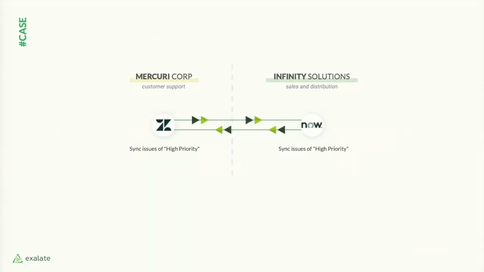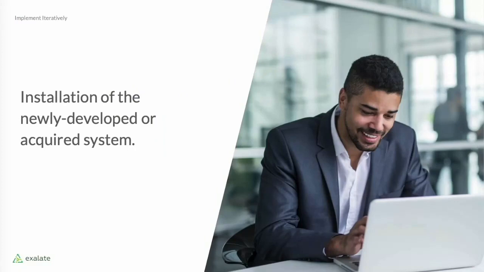Back to the case. For Infinity, it can be to help them synchronize bi-directionally between ServiceNow and Zendesk for issues of high priority. Now, this step can significantly reduce the risk associated with the Big Bang approach. The idea is to ensure the delivery of existing services with minimal disruption. Another part of this step is verification and validation, both of which will help ensure the program's successful completion.